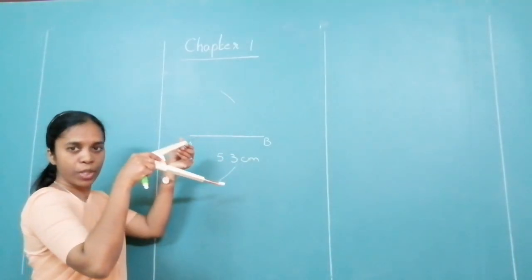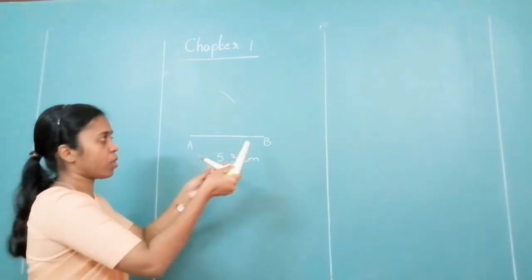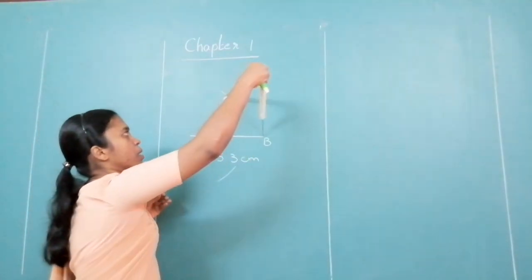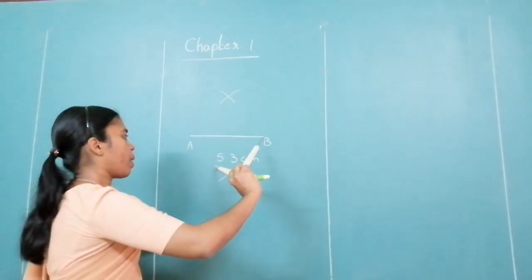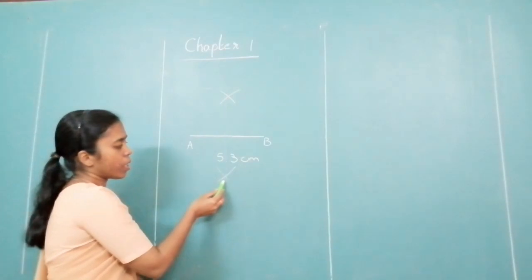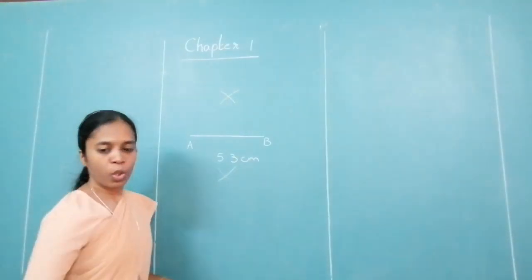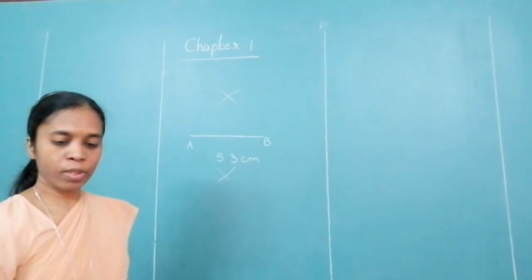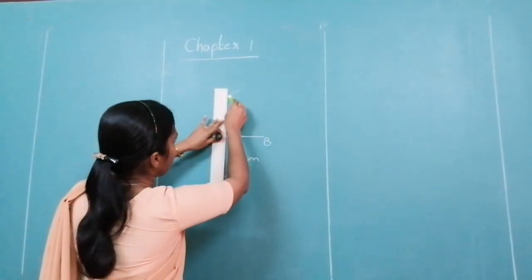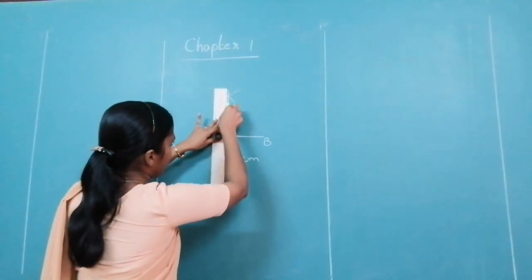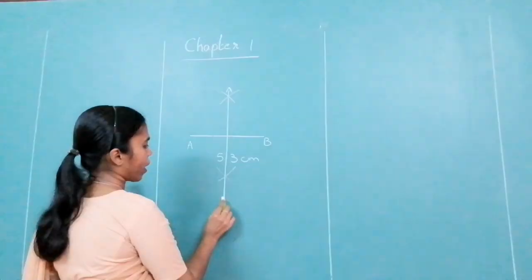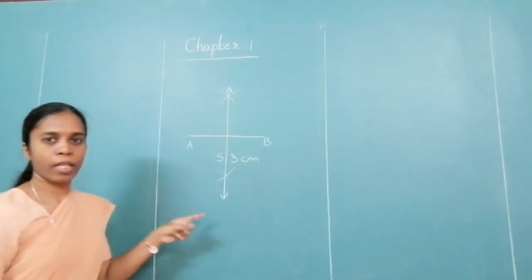The same measure, do not change the measure, keep it on B and draw the arcs up and down. Now you can see the arcs are intersecting. Now join those intersecting points. Join those intersecting points. Extend it, you will get a line. Make sure that you are drawing a line.